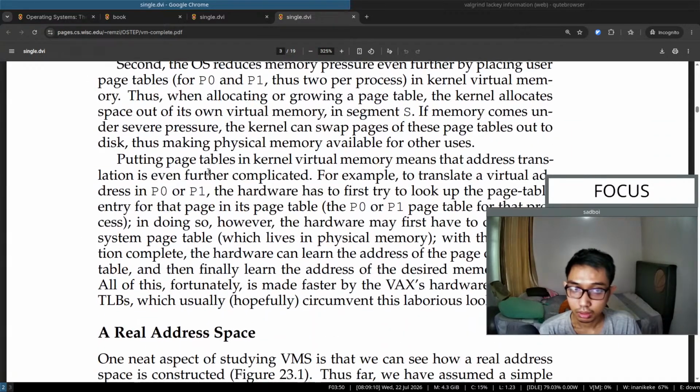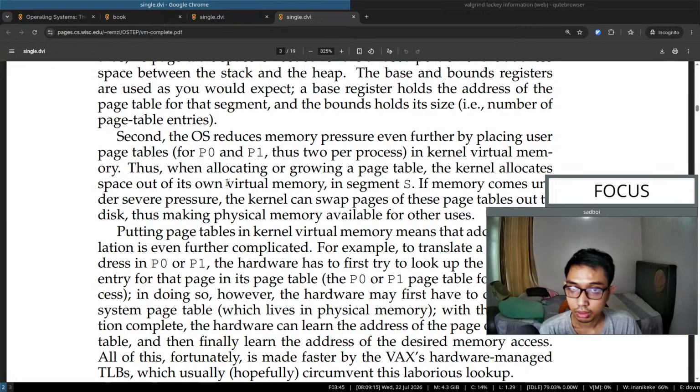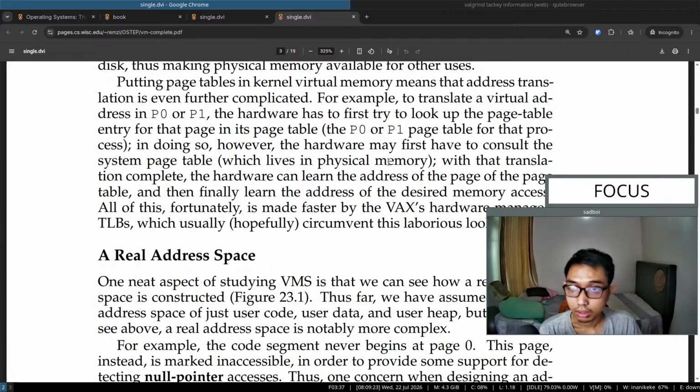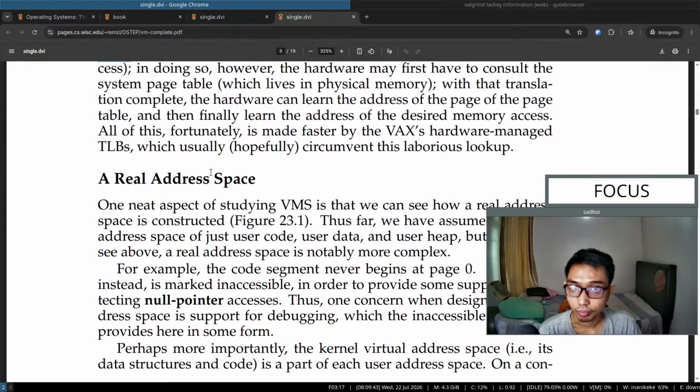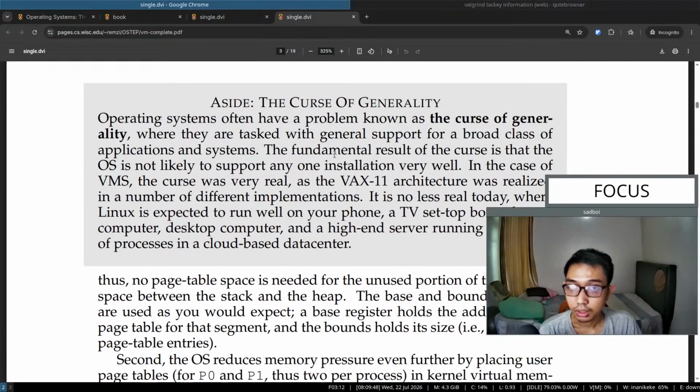Right, okay. Interesting. So we are using the kernel virtual memory. That's why we need to consult the system page table first, just to look up the page table entry information. Yeah, that's quite interesting.